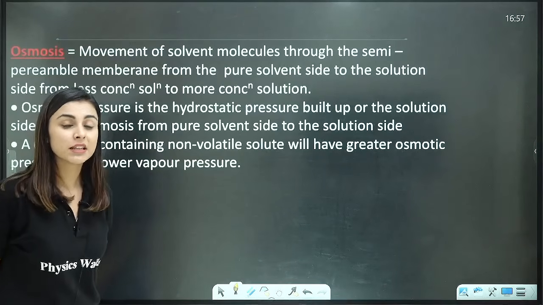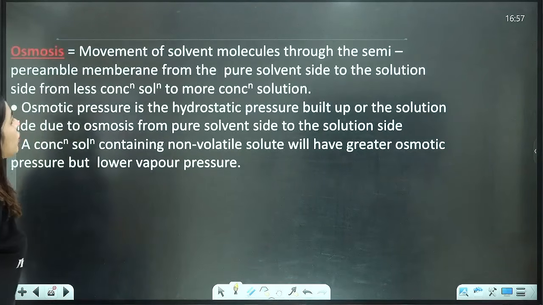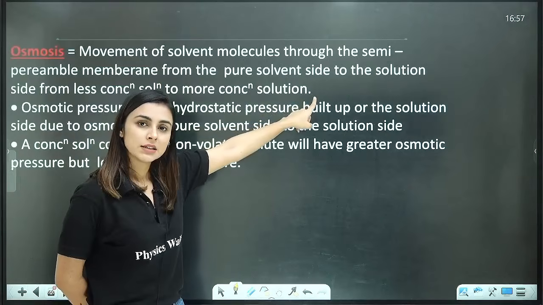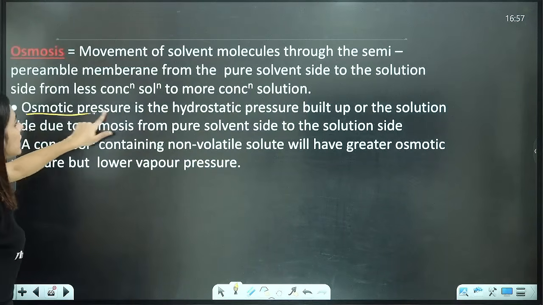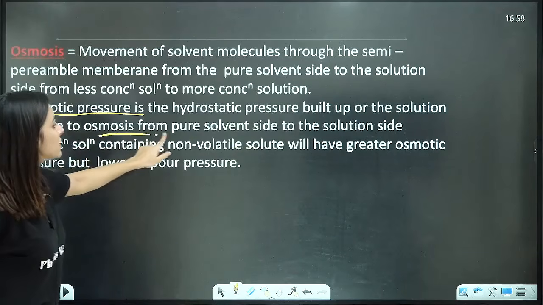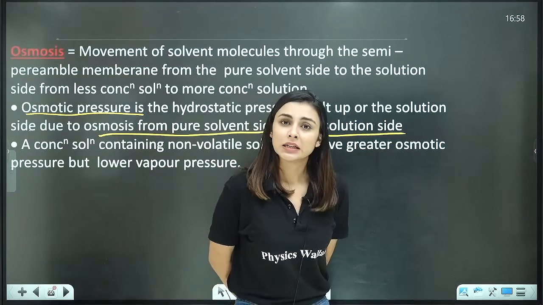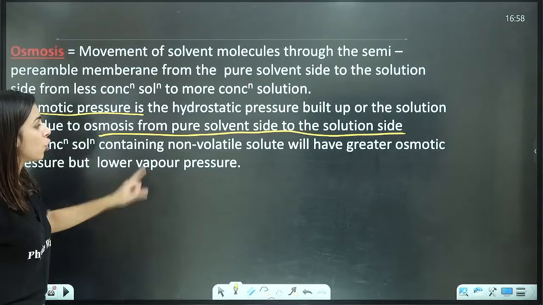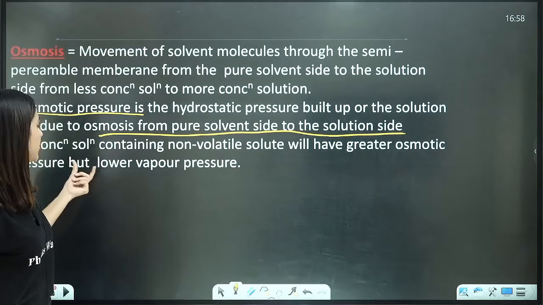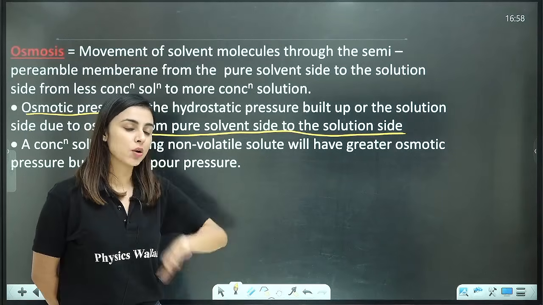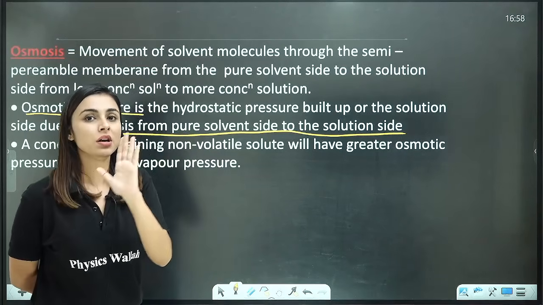Osmosis. Now you have to understand the meaning of osmosis. Movement of solvent molecules through the semi-permeable membrane from the pure solvent side to the solution side, from less concentrated solution to more concentrated solution, is known as osmosis. Osmotic pressure is the hydrostatic pressure built up on the solution side due to the osmosis from the pure solvent side to the solution side. A concentrated solution containing non-volatile solute will have a greater osmotic pressure but lower vapor pressure. I hope you understood the whole osmotic pressure concept.